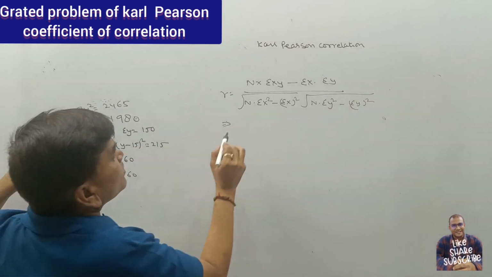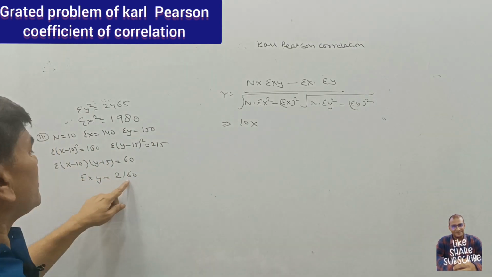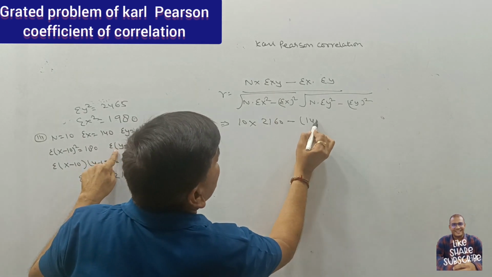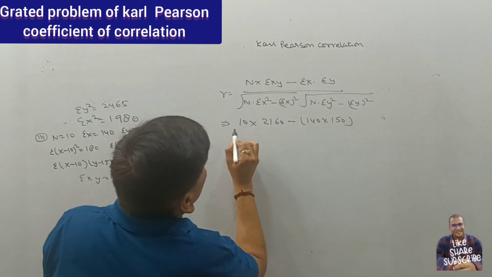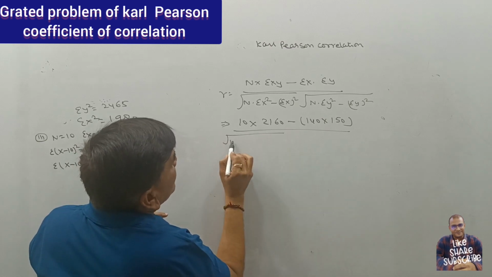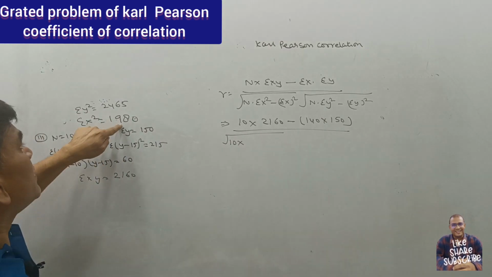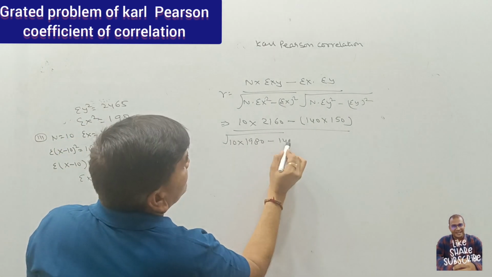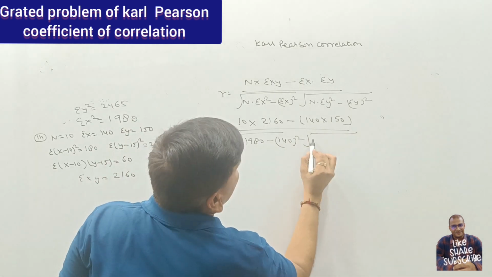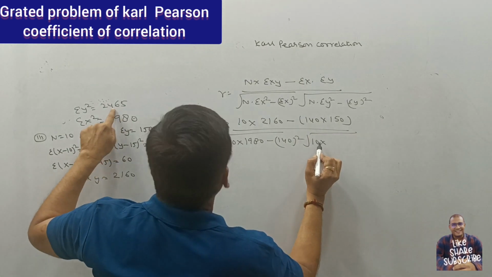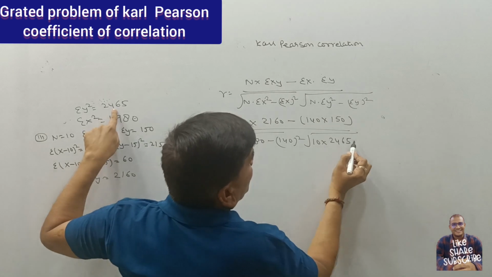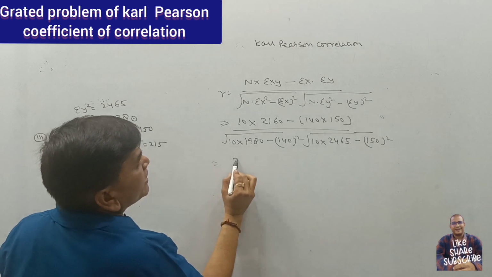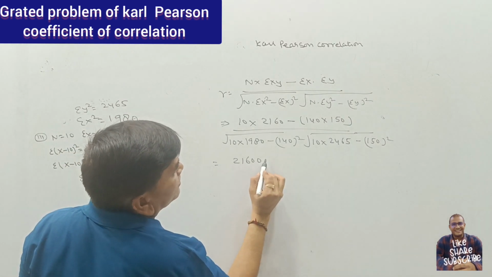So value of n is equal to 10. Sigma xy we have calculated, that is 2160. Sigma x is equal to 140 and sigma y is equal to 150. Divided by first under root 10 multiply sigma x square we have calculated 1980 minus sigma x raised to power 2, that is 140 raised to power 2, and n is 10. Sigma y square we have calculated 2465 minus 150 raised to power 2. So very easily we can calculate it, 21600.